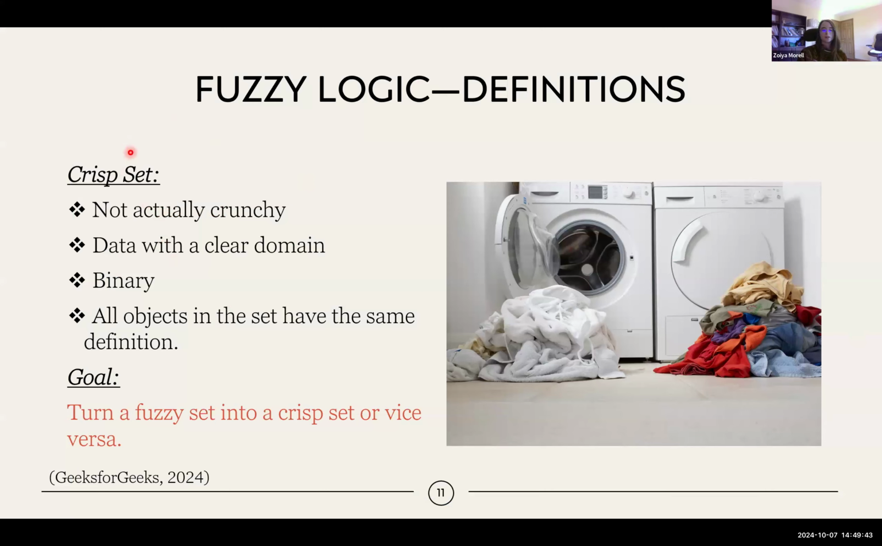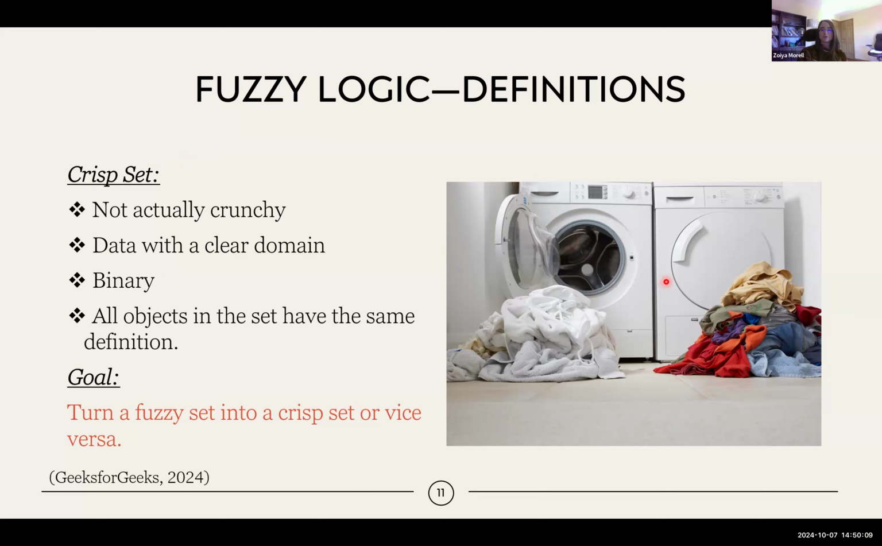So diving in, a crisp set is not actually crunchy. It's data with a clear domain. This is the binary data that we were referring to before that's easy for AI to understand. And all objects in this set have the same definition. So an example is the term cute. If something is cute, and we're not saying it's a fuzzy degree at this point, every single object in that set will be the exact same cute.